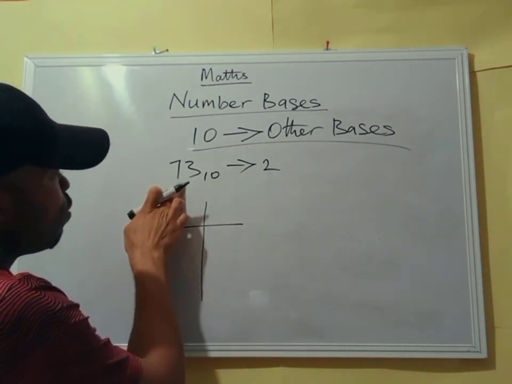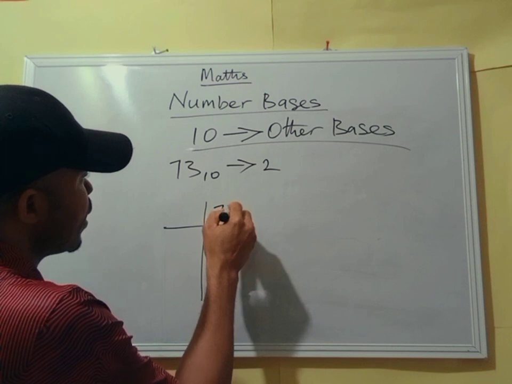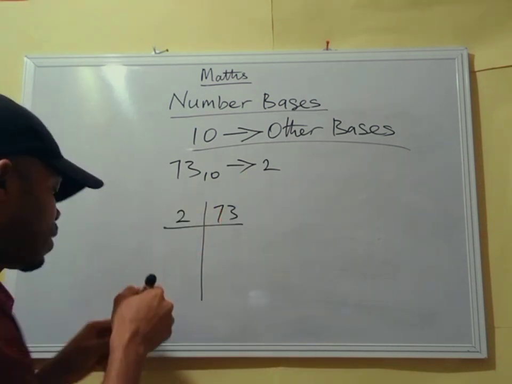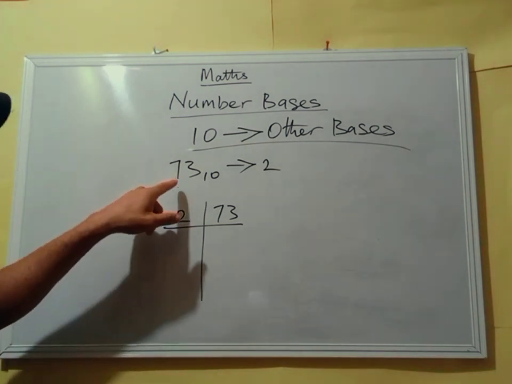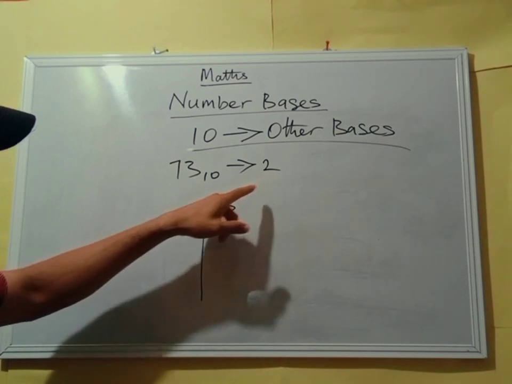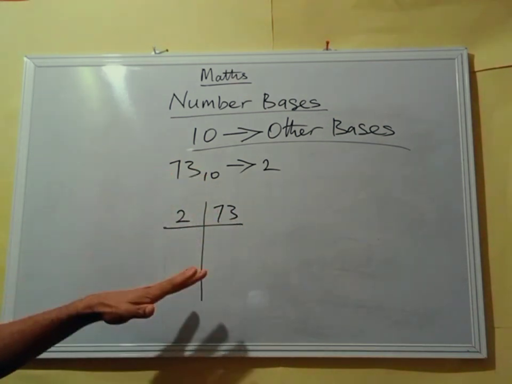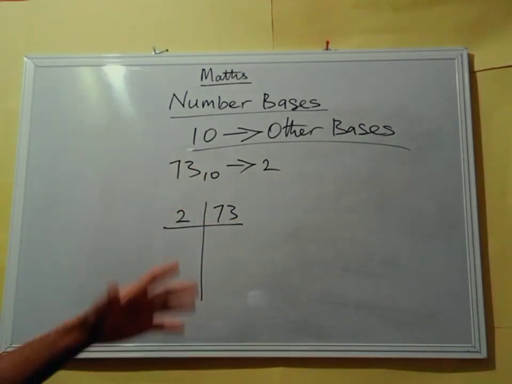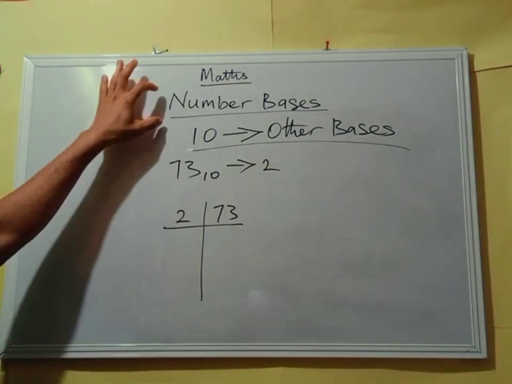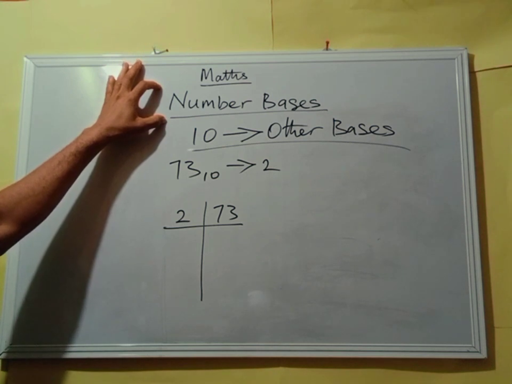The number you are asked to convert, you put it on the right hand side. The base you are converting it to, put it on the left hand side. So the question is: convert 73 base 10 to base 2. This is a very basic example, but as we go further, we'll be introducing more complex questions under this topic, number bases.